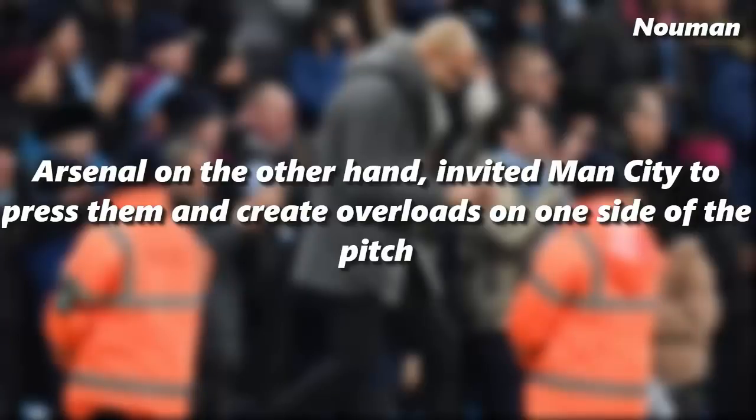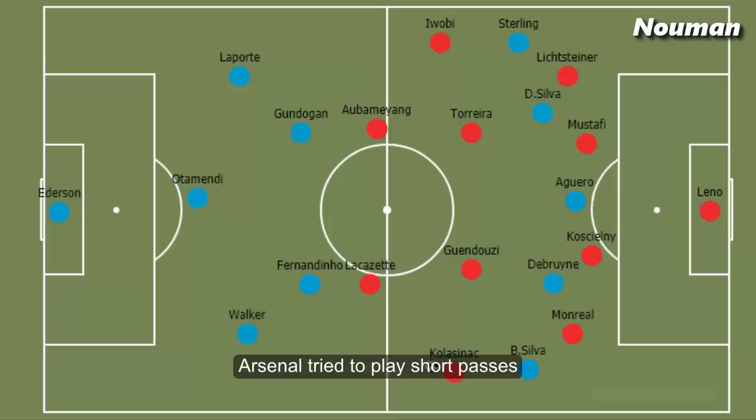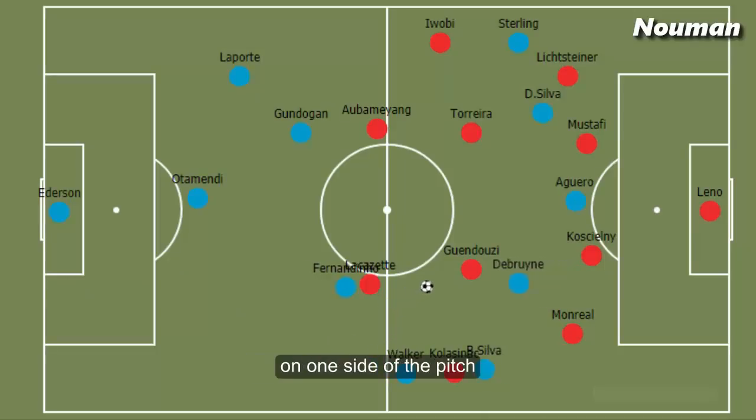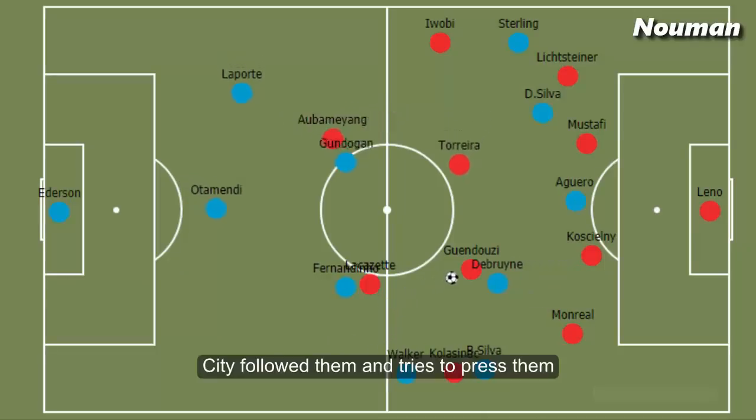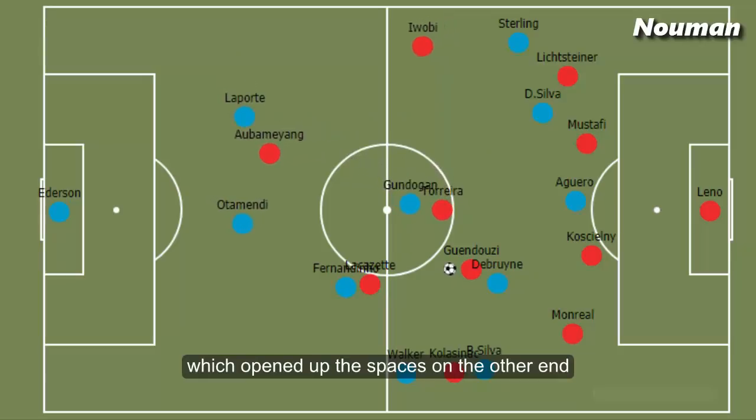Arsenal, on the other hand, invited Man City to press them and create overloads on one side of the pitch. Arsenal tried to play short passes and looked to create overloads on one side of the pitch. City followed them and tried to press them, which opened up the spaces on the other end. And then Arsenal tried to exploit those spaces with a quick long pass to the other end.